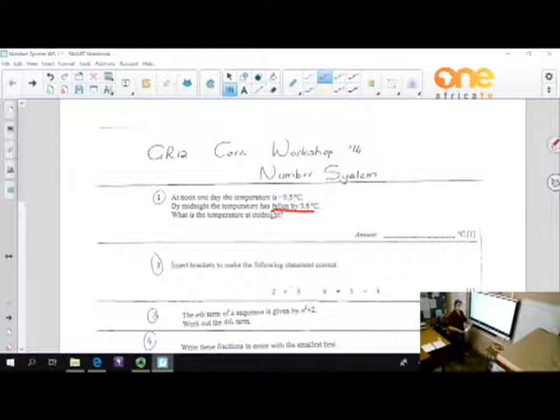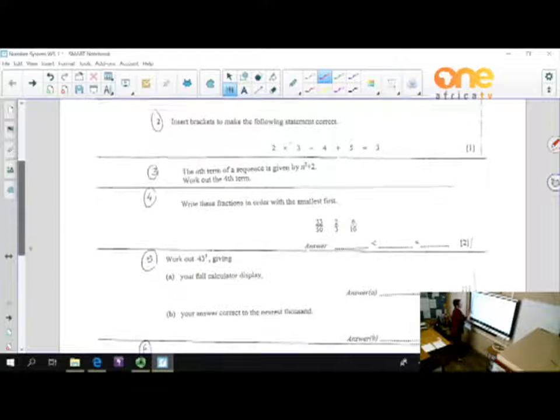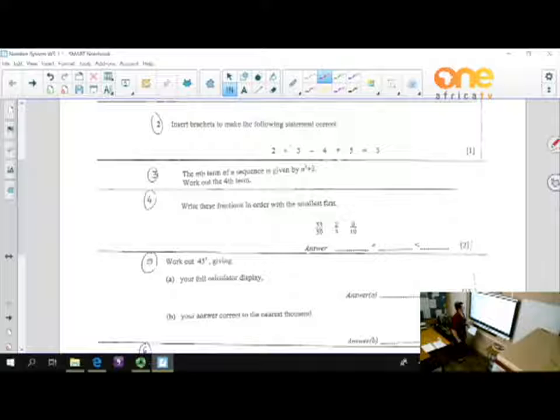So that means we are going further below, and you actually have to add those two. This is actually minus 3.6, and the answer is then negative 13.1 degrees. Right, question 2. Insert brackets to make the following statement correct. Now this is an error and trial question. There's no formula that we can use here. So you'll have to keep on trying to see if you get that answer of 3. This is where those BODMAS rules are very important.